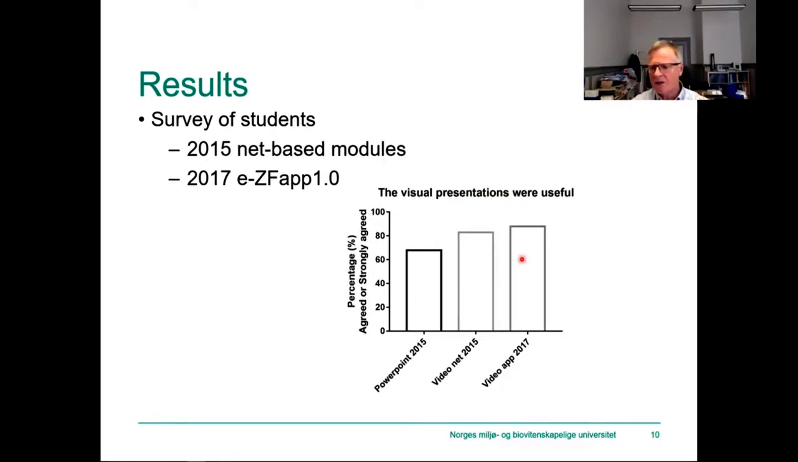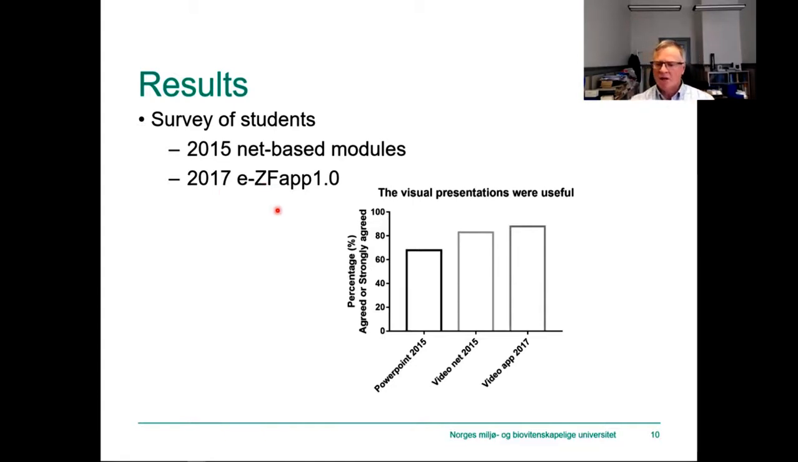Okay, how were these new resources received by the students? Did they make a difference? Were the students more engaged? These 3 laboratory sessions, they're part of a much larger course, so it's difficult to determine direct effect on academic performance. Our approach to the problem was to give the students a survey at the end of the course in 2015, when the digital modules were net-based, and again in 2017 when we'd moved across fully to the app.